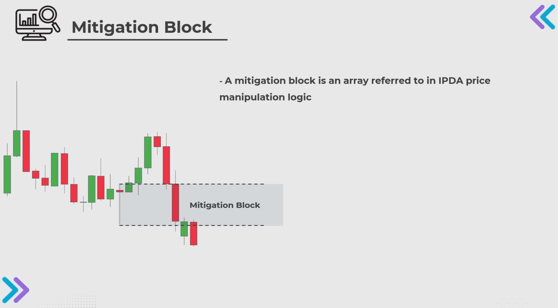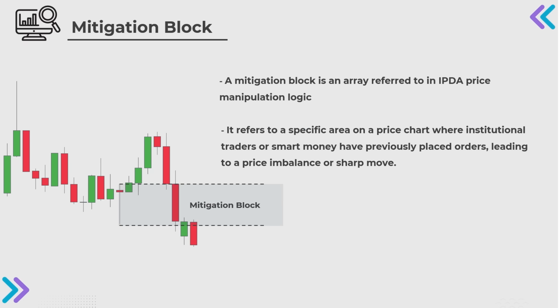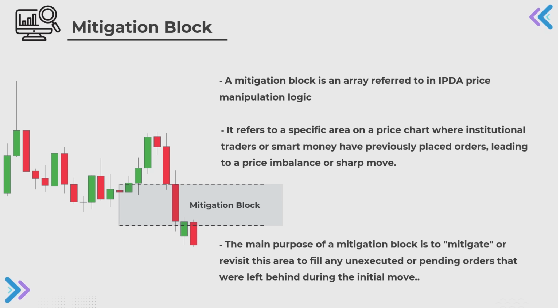A mitigation block is an array referred to in IPDA price manipulation logic. It refers to a specific area on a price chart where institutional traders or smart money have previously placed orders, leading to a price imbalance or sharp move. The algorithm will refer to this area to allow interbank-level traders to mitigate their long or short positions in the market. The main purpose of a mitigation block is to mitigate or revisit this area to fill any unexecuted or pending orders that were left behind during the initial move.